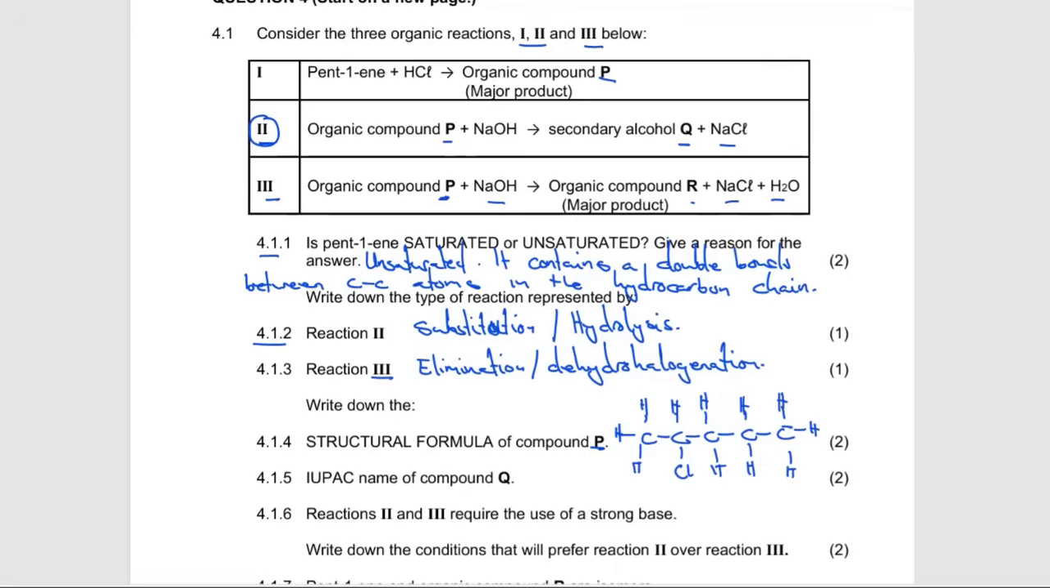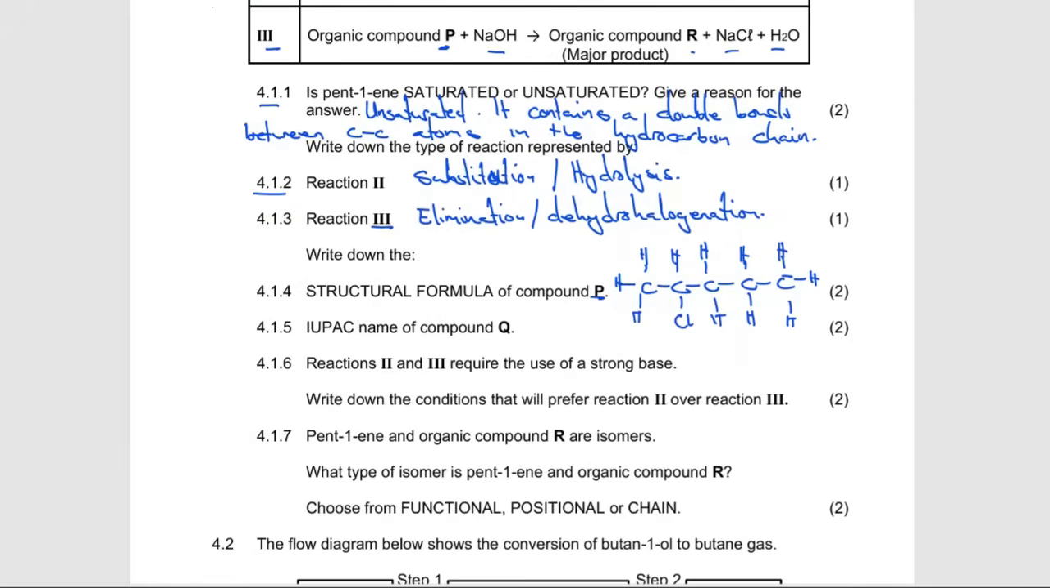Then moving on, if someone might ask why I used a 5 carbon chain, it's because here we're told pent-1-ene. Pent means how many carbons? 5 carbons.